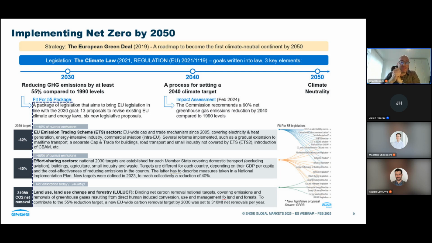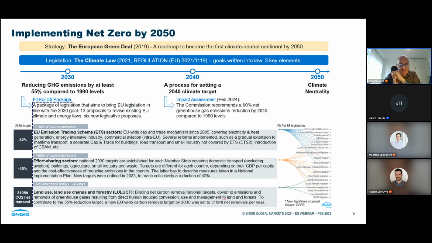Then, next to the ETS sectors and the effort sharing sectors, we also have everything related to land, be it land use, land exchange, or forestry. This part has in particular the ability to absorb emissions. We have also set, in the framework of this Fit for 55 package, a target specifically for this sector, in terms of removals to be achieved by 2030. Note that already today this sector absorbs more emissions than it emits. We have roughly a net absorption of 240 million tons per year.